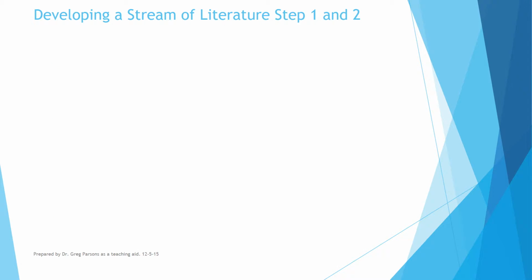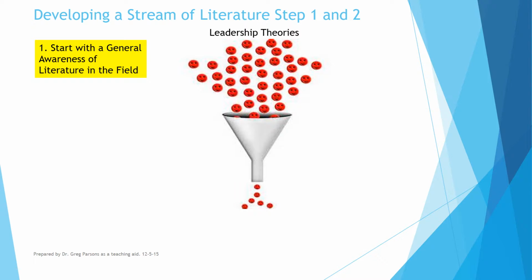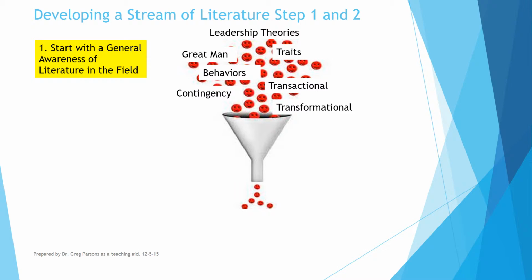And for this example, I'll use leadership, since I have more students doing dissertations in leadership than anything else. Where we're going to start is with a general awareness of the literature, and all these smiley faces represent all the different theories of leadership that we'll be looking at. So we have great man theory, we have the traits theory, we have behaviors theory, we have contingency theories, we have transactional and transformational theories, we have servant theories, and a whole host of other leadership theories.